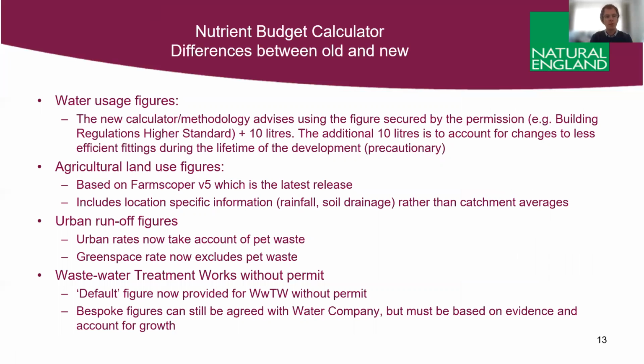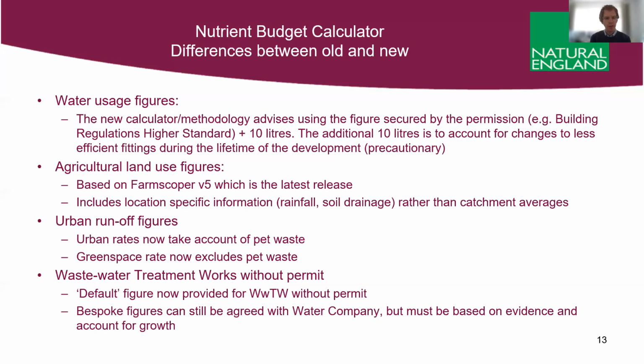Apologies. Yeah, I thought it'd be helpful to talk about the differences between the new approach that Natural England have issued and some of the previous approaches that were in place for some catchments in England. So firstly, the water usage figures. As I've already set out, we advise that the figure that is secured by the permission has 10 litres added to it. And as I've previously said, this is there to account for changes to less efficient fittings during the lifetime of the development, just to ensure that the calculation is precautionary. Some of the previous methodologies didn't include that additional 10 litres in the approach.